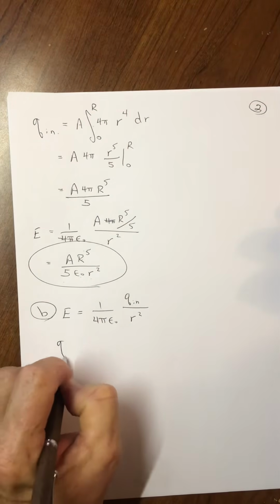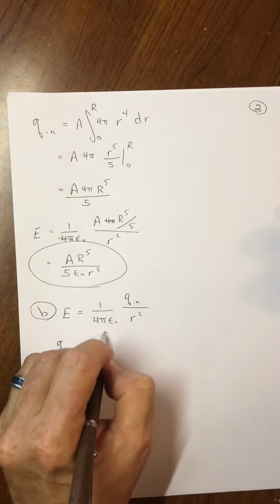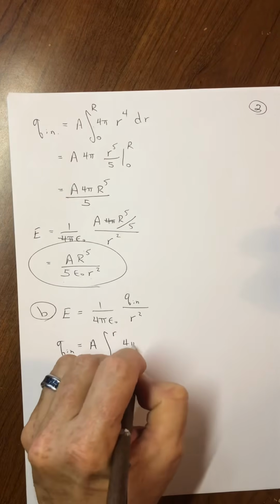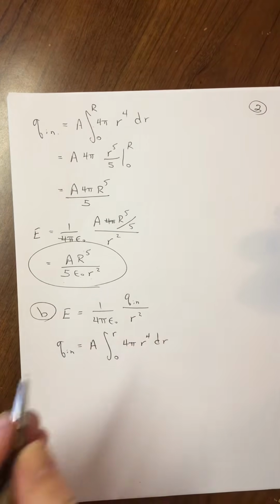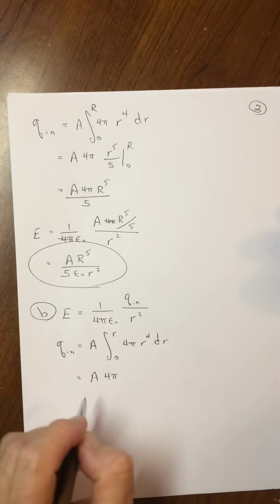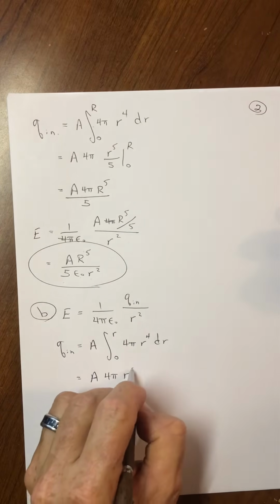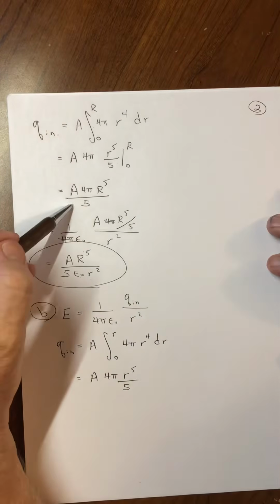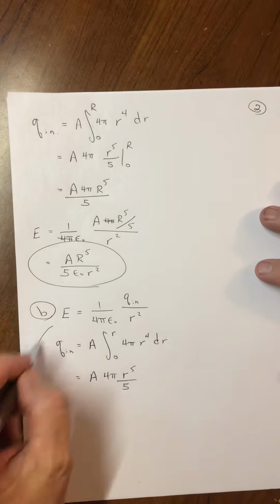The charge inside then would be A times an integral from 0 to little r of 4 pi r to the 4th dr. So we get the A, we get the 4 pi, and we get the little r to the 5th over 5. And so it almost looks the same, but instead of a capital R, it's a lowercase r.